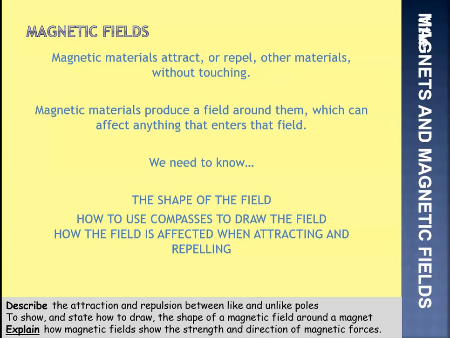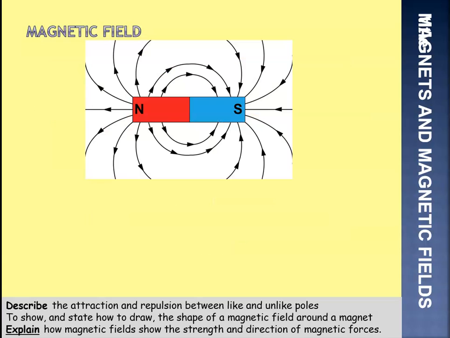The magnetic materials will produce a field around them that can affect anything that enters the field. We need to know the shape of the field, we need to know how to use compasses to draw the field, and we need to know how the field is affected when attracting and repelling. We'll go through the first two this lesson, the shape and how to use compasses to draw the field.